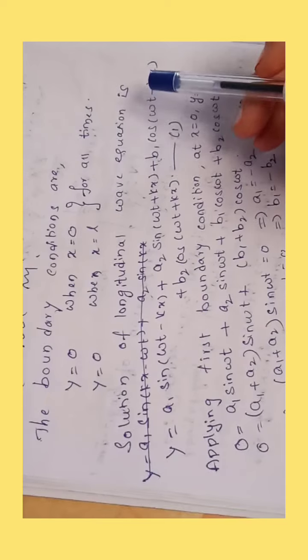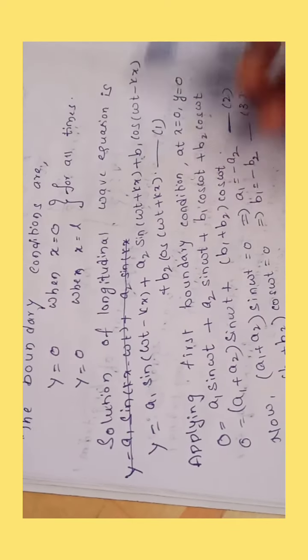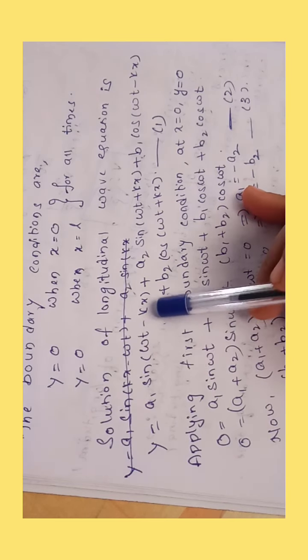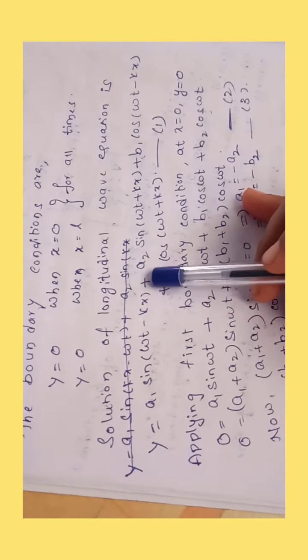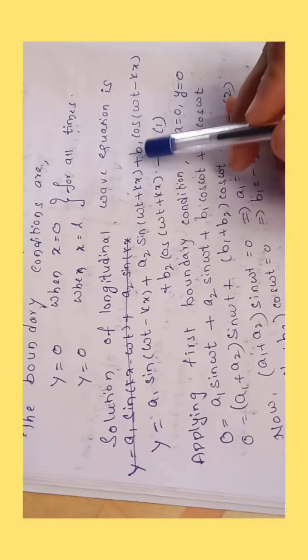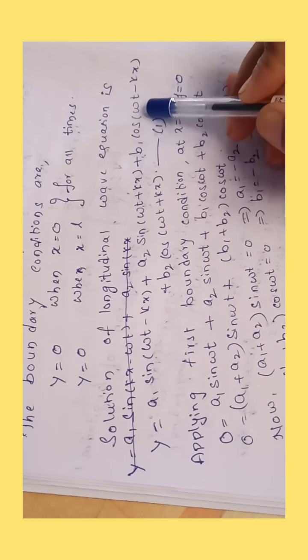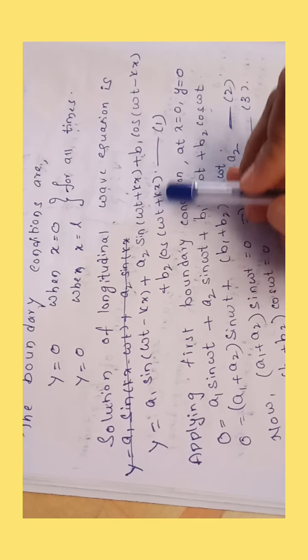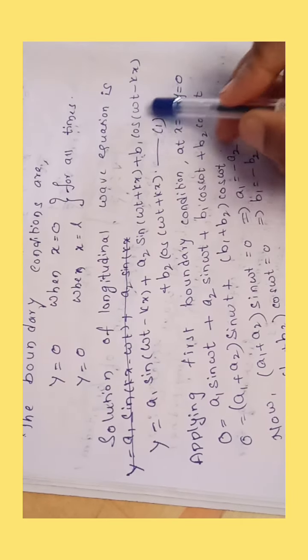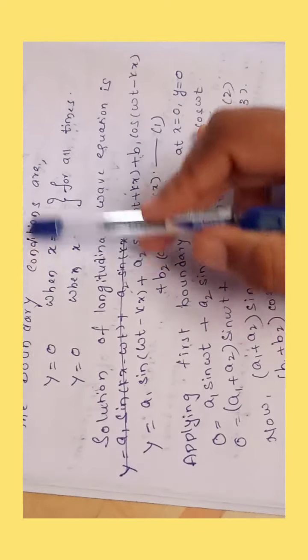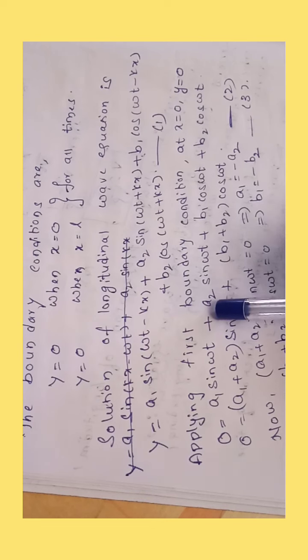Now the solution for the longitudinal wave equation is y equal to a1 sin(omega t minus kx) plus a2 sin(omega t plus kx) plus b1 cos(omega t minus kx) plus b2 cos(omega t plus kx). Let us take this as equation 1. Now here we have to apply these boundary conditions in this equation.